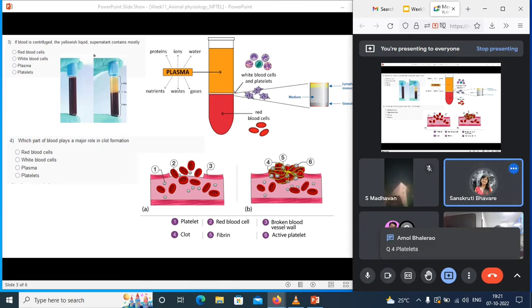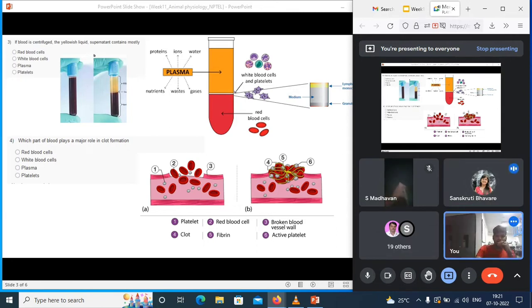If the question is like that, then definitely. And somebody is saying that for question number 3 the answer will be platelets. Not platelets, it will be plasma, because plasma has no cells, right? And you will find it is separating based on density, right? So that is the point.